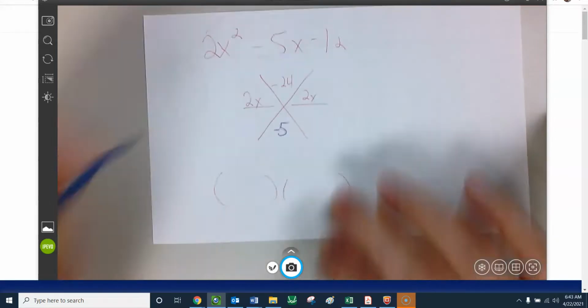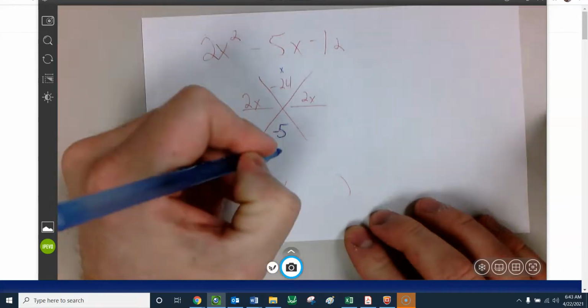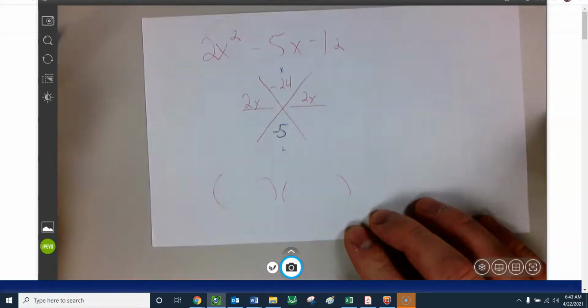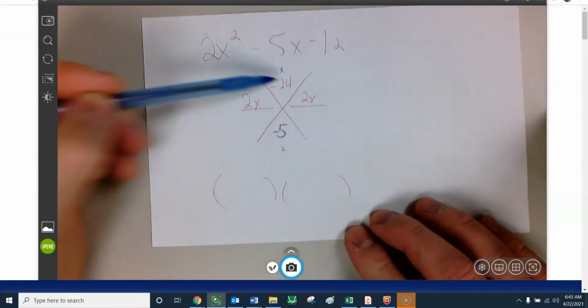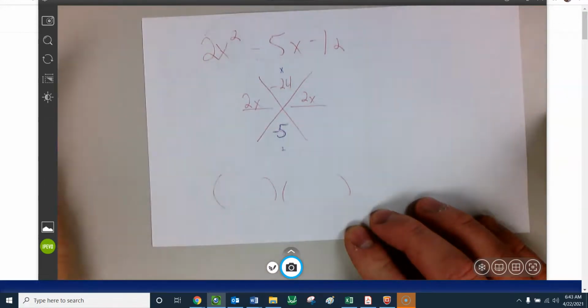From here, we're playing that same game we played before. I want two numbers that multiply to the top and add to the bottom. Okay, so they need to multiply to a negative 24, but add to a negative 5. Okay, if they're going to add to a negative 5, that means they're going to be 5 apart, really. 8 and 3 are the answer.